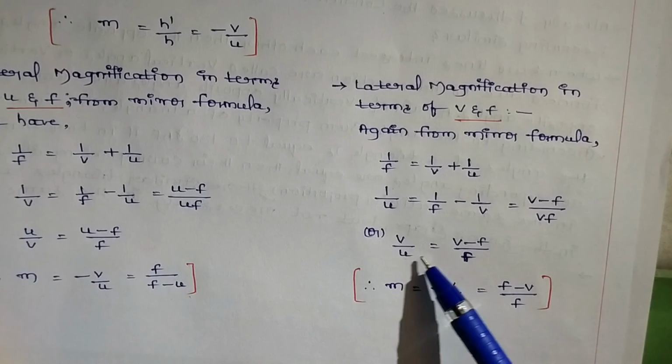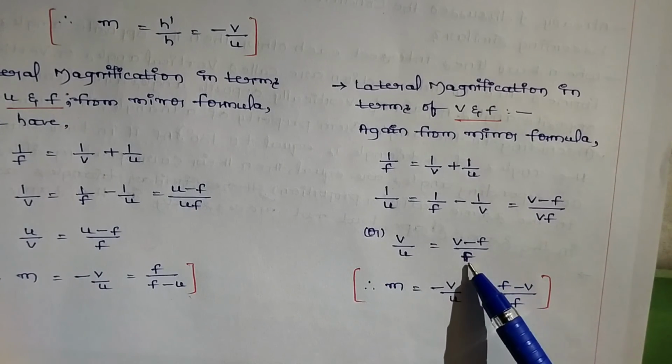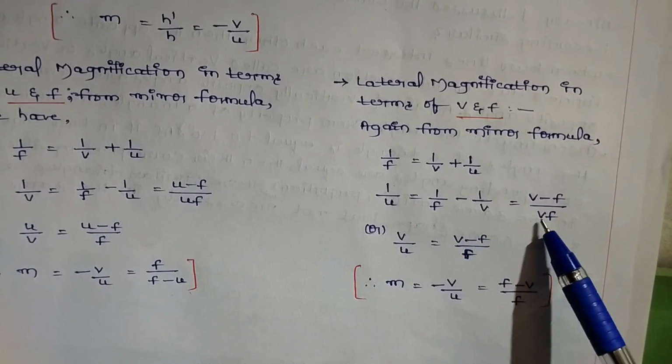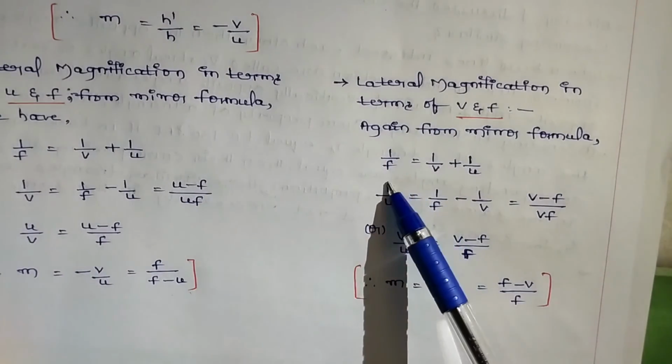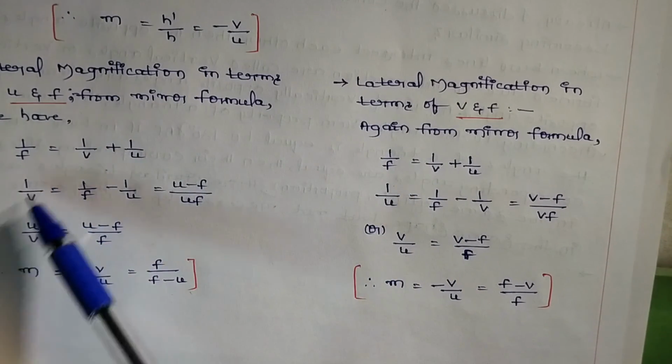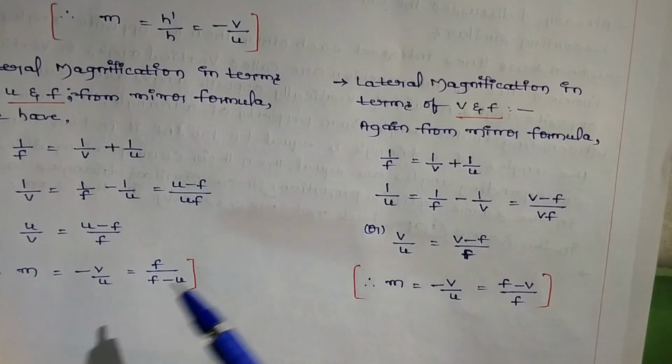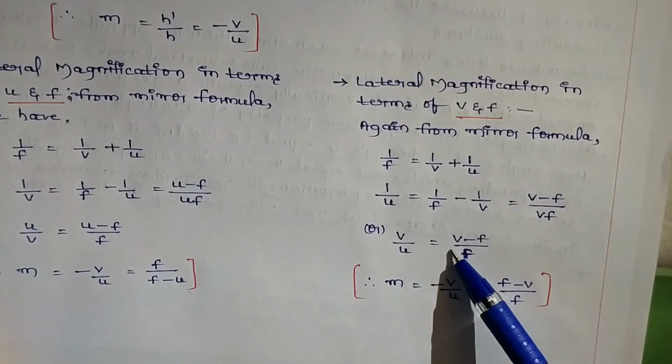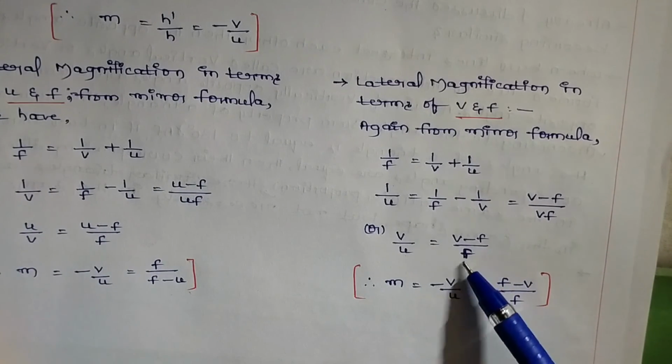Or v by u is equal to v minus f by f. This v will go this side, and here also this u will go this side. That is why u by v will come, and here also v by u came, v minus f by f.